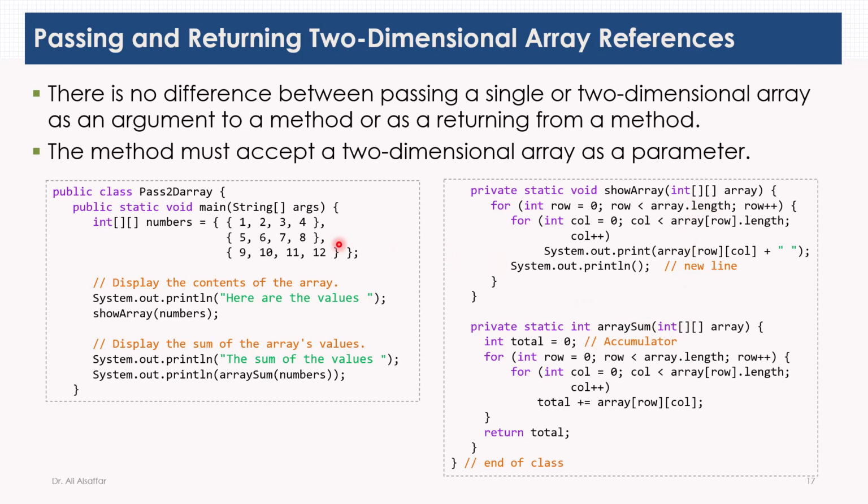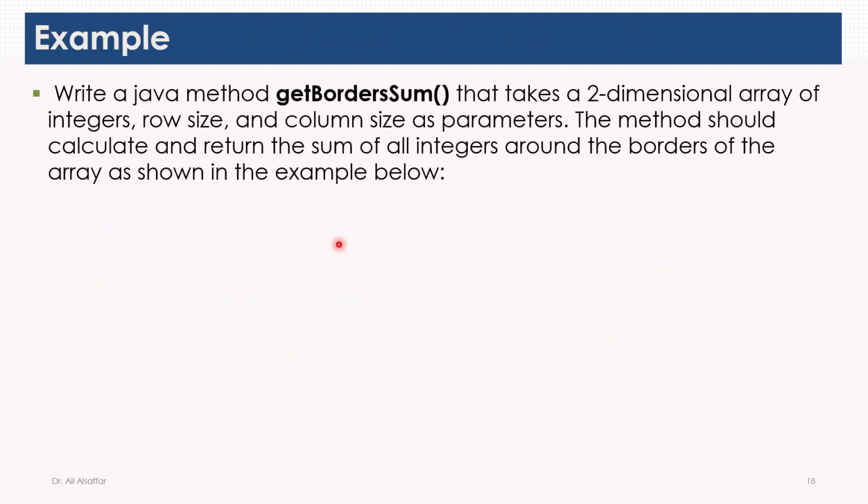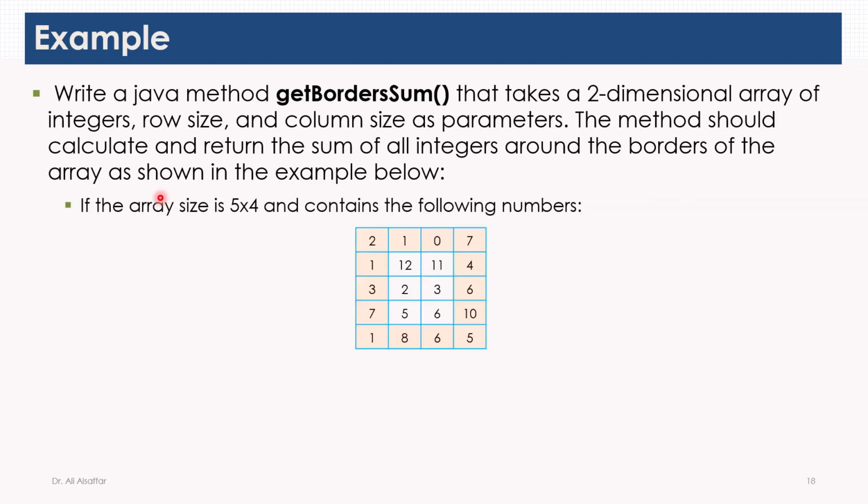To show you how two-dimensional arrays are passed as arguments to methods, let's take a practical example. In this example, we want to write a Java method called getBorderSum that takes 3 parameters. The first parameter is a two-dimensional array of integers. The second parameter will be the row size, and the third parameter will be the column size. The method should calculate and return the sum of all integers around the borders of the array, as the following example shows. For this example, the array size is 5 rows by 4 columns, and it contains the following numbers.